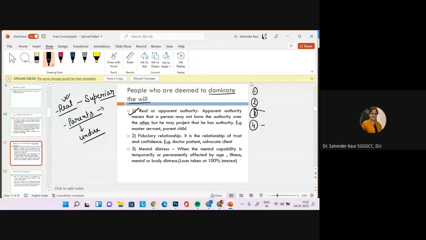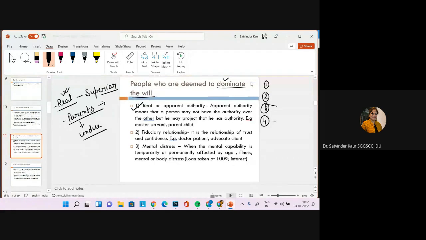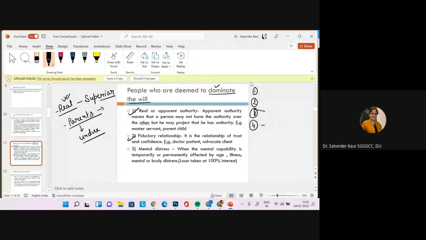So real or apparent authority leads to domination of will, but where domination of will is used to obtain an undue or unfair advantage by entering into the contract, there we can set aside the contract, otherwise not. The second one is the fiduciary relationship. So a fiduciary relationship is where you repose trust and faith in the other party, and you know that the other person is not going to misguide you, and you go by the decision of the other party.